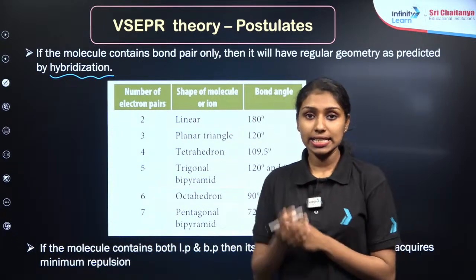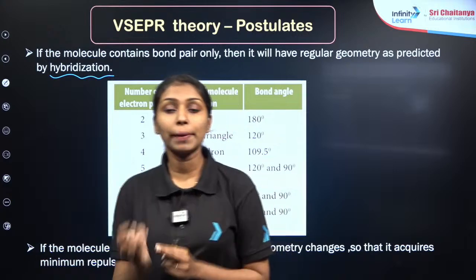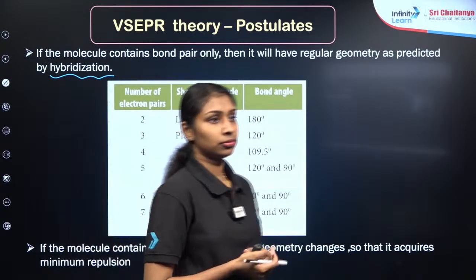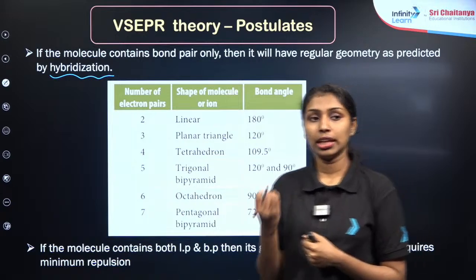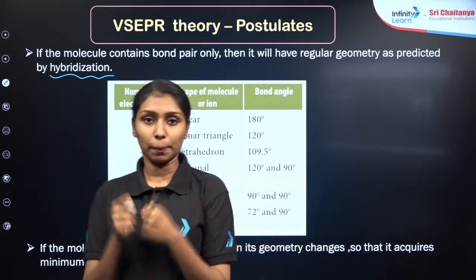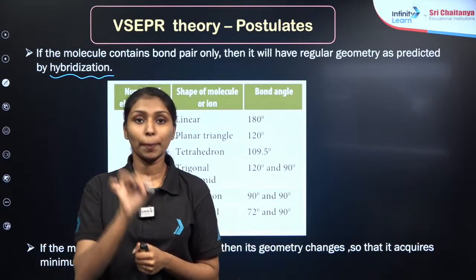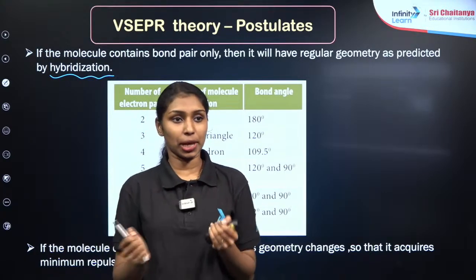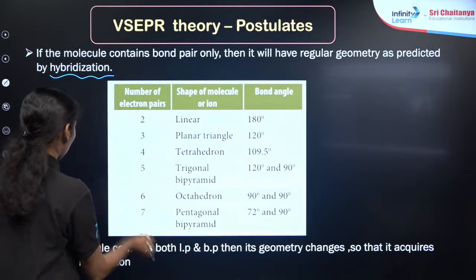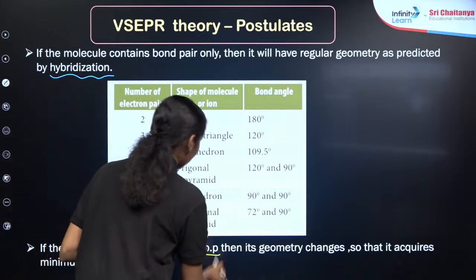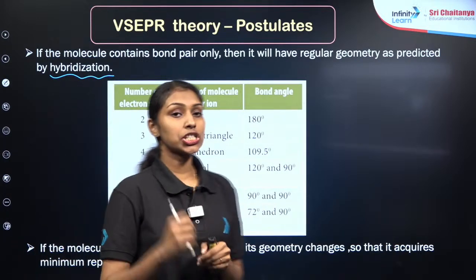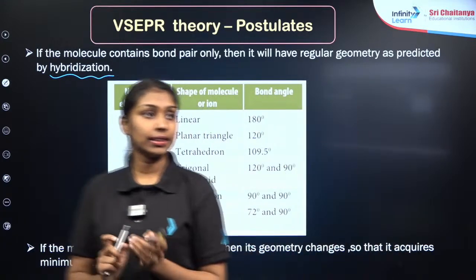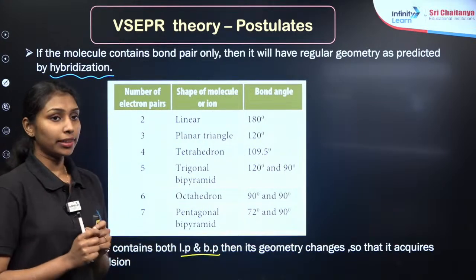So, the next case arises: if they have lone pairs on the central atom, what will happen? If lone pair is there, there will be more repulsion, right? There will be repulsion between lone pair and lone pair. So, in order to minimize this repulsion, it will change its shape. That is mentioned here. If the molecule contains both lone pair and bond pair, then its geometry changes so that it acquires minimum repulsion. Clear? These are the main postulates of the VSEPR theory.